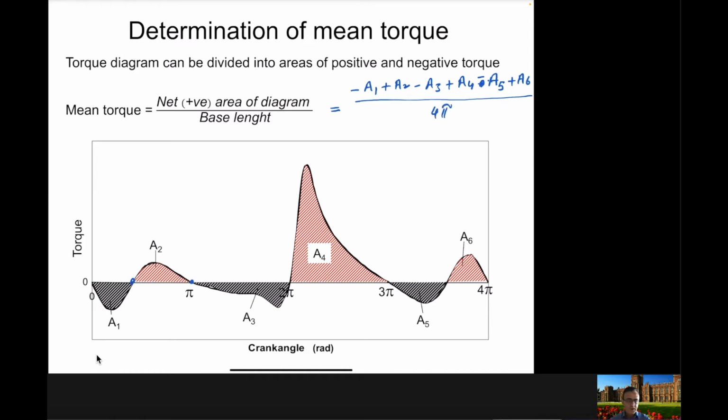So if you calculate all these areas and divide by the base length, you will get the mean torque. And as you can see in this figure here, the mean torque is always positive, because from the engine you always need a positive torque to, for example, run your car. So in this case, the mean torque is this green line here.